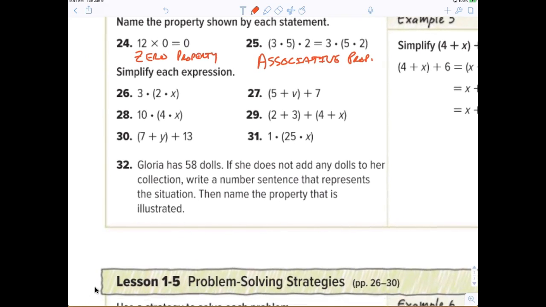Back up here. 26. What did you get? So my final answer is 6x. Very good. Anybody have any questions with 26? Yes. So 6x is what you simplify. That's right. You just simplify. Okay. Next.